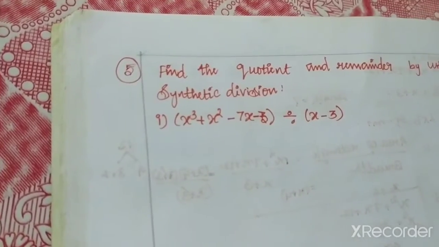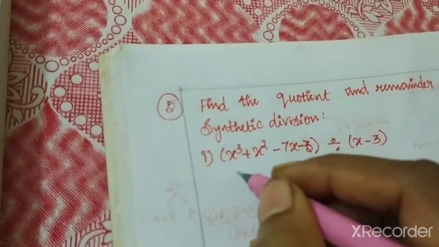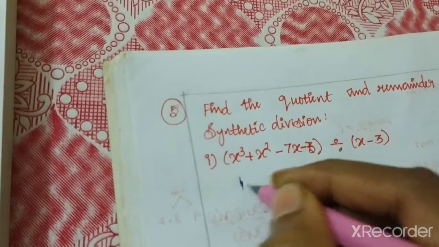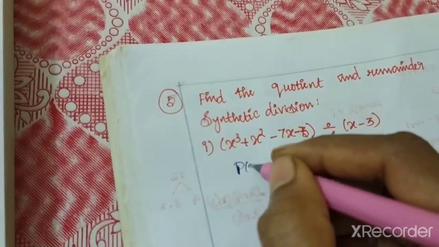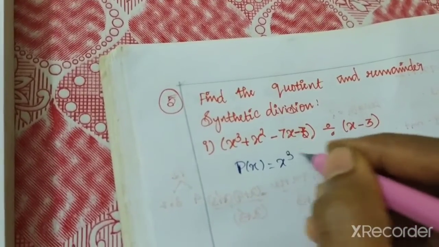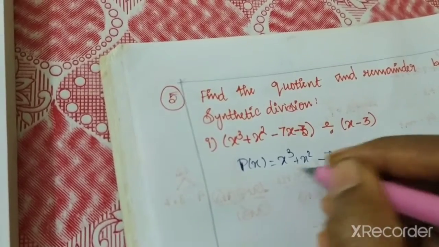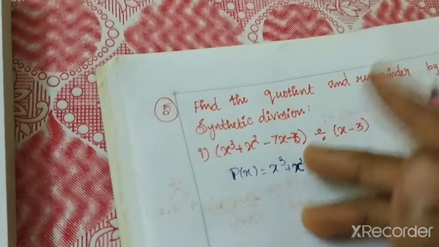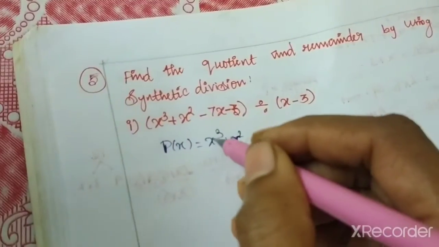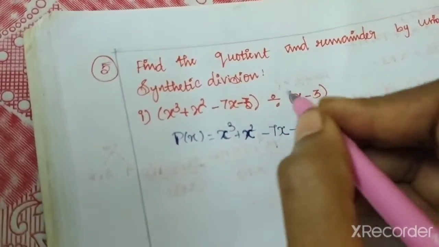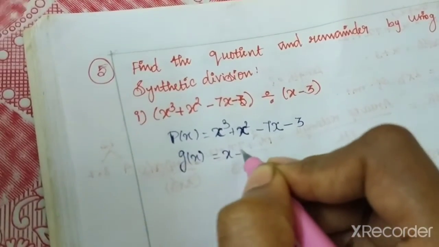So how can we write this? My p of x is x cube plus x square minus 7x minus 3. Please write this as p of x, not p of n. Many of you have written n in your classwork. That's why I'm telling. In this place, this is my g of x equal to x minus 3.